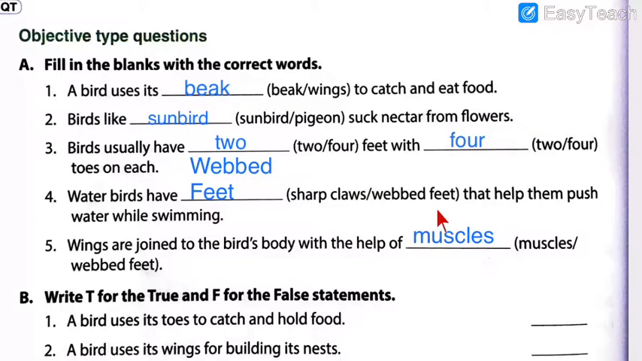So, we are done with all the 5 blanks. Number 1 answer is beak, number 2 answer is sunbird, number 3 answers are 2 and 4. Number 4 answer is webbed feet and number 5 answer is muscles. Now, those who are writing in the rough book, I hope that you have written this way, and those who are writing in the textbook, I hope that you have written the answers like I have done on the screen.